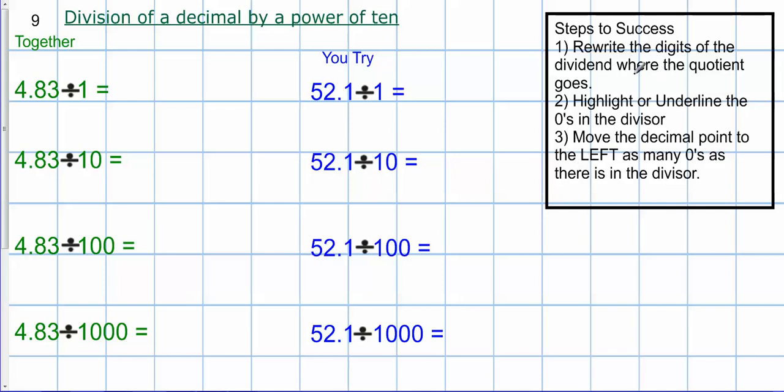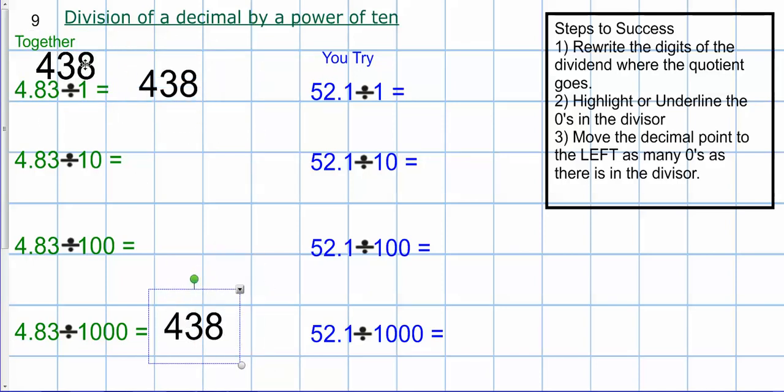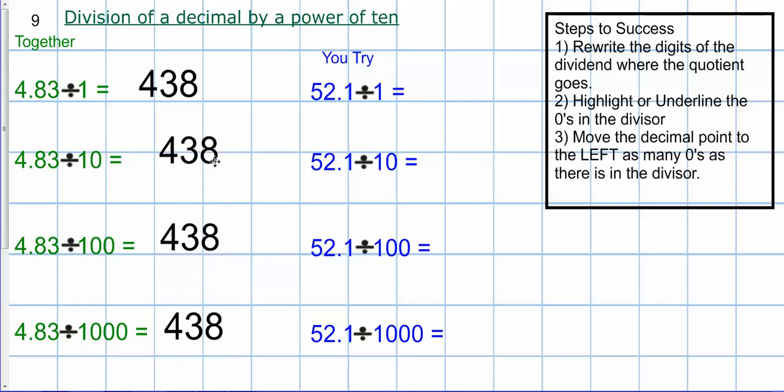So let's look at the steps. We're going to rewrite the digits of the dividend. Okay, so here are the digits of my dividend, 438. I'm just going to copy this down all the way, since it's all the same. Then it asks me to highlight or underline the zeros in the divisor. How many zeros do I have in my divisor? Well, I don't have any, so there's nothing to highlight.